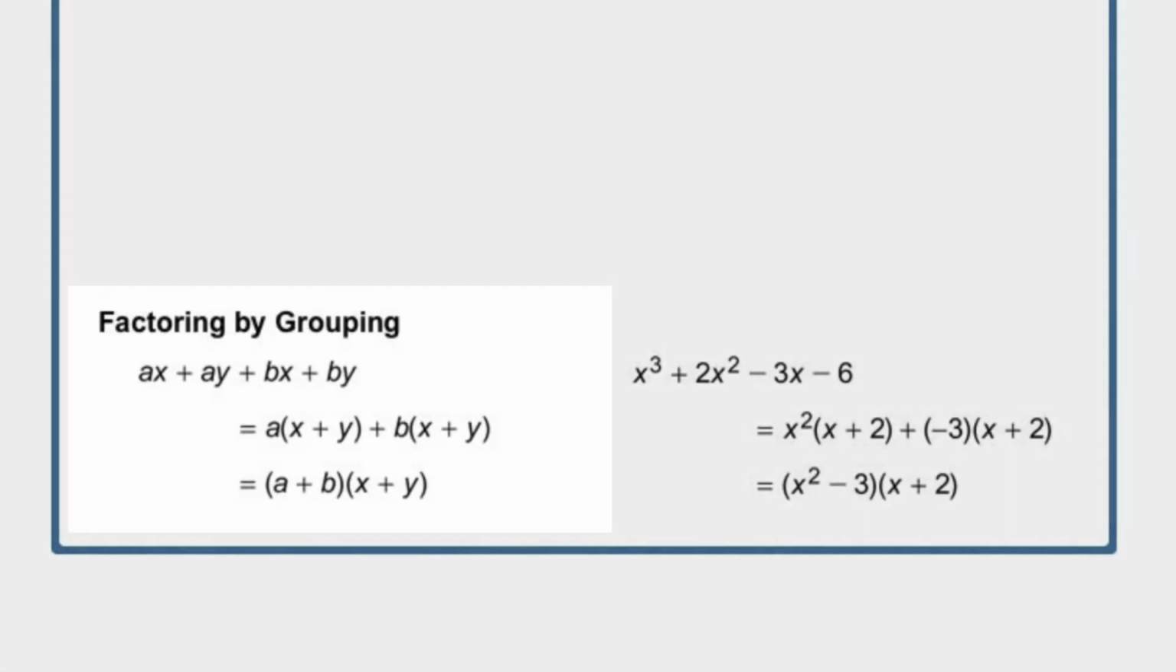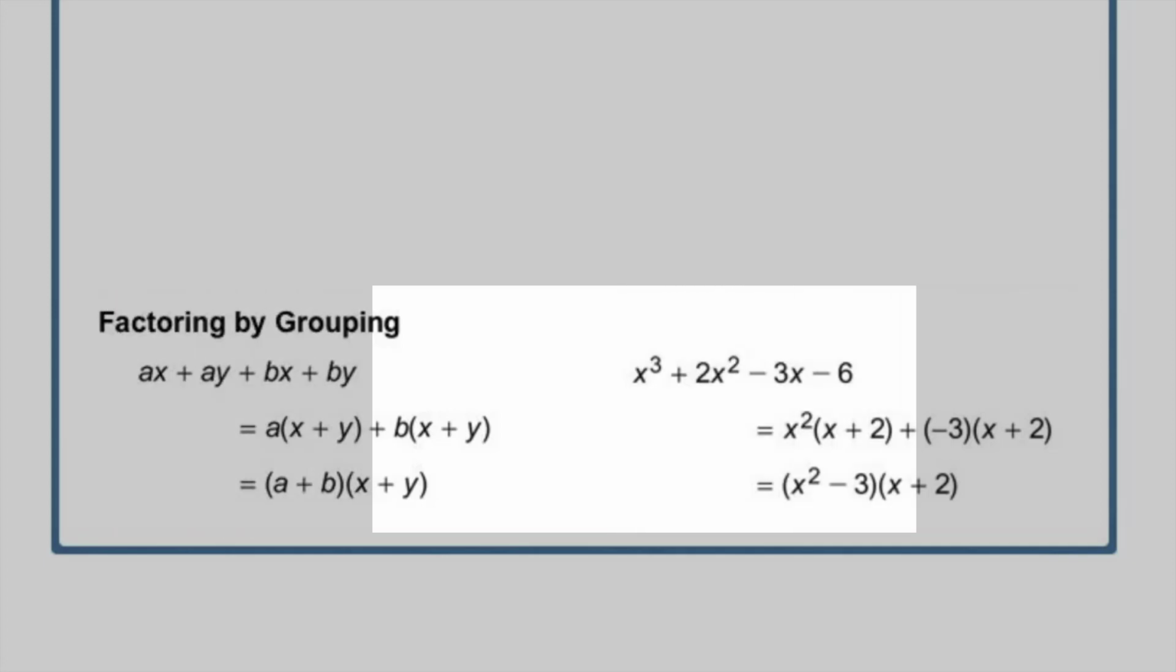Finally, factoring by grouping. Ax plus ay plus bx plus by can be rewritten as a times the binomial x plus y plus b times the same binomial x plus y. That can be rewritten as a plus b, the binomial, times the binomial x plus y. An example, x cubed plus 2x squared minus 3x minus 6 can be rewritten as x squared times the binomial x plus 2 plus negative 3 times the same binomial x plus 2, which can be rewritten as x squared minus 3 times the binomial x plus 2.